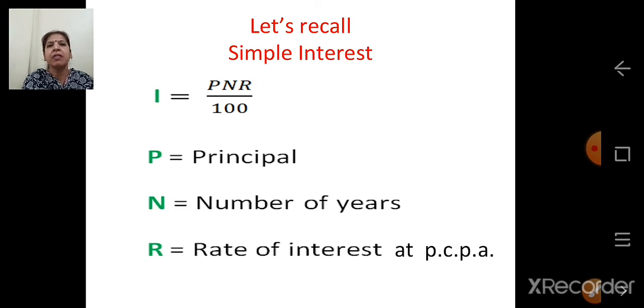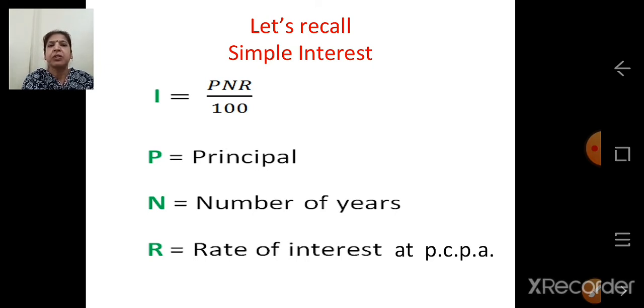Let's continue with our chapter 14, compound interest. Let's recall what we have studied in the previous session. We have studied what is interest. Interest is an additional amount over principal, or the additional amount we get for our deposits, or if it is a loan, we have to pay that additional amount.